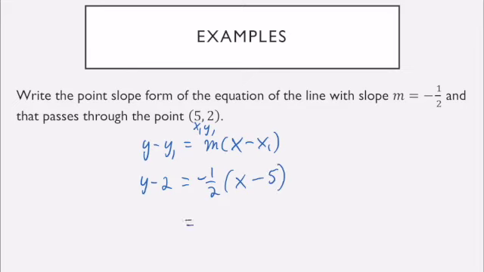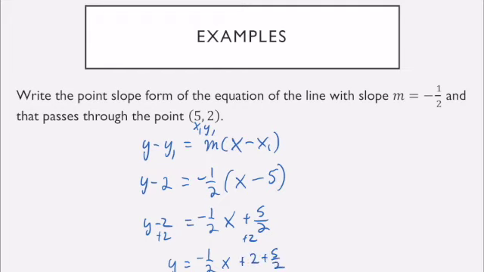And then I need to go ahead and distribute that negative. That gives me -1/2 x. A -1/2 times a -5 gives me a +5 halves. y minus 2 is still on the left. Again, I'm trying to get y by itself, so I need to add 2 to both sides. So that means I have y equals -1/2 x plus 2 plus 5 halves.